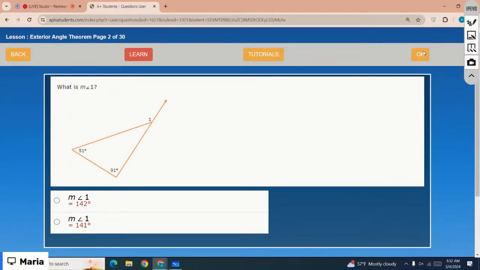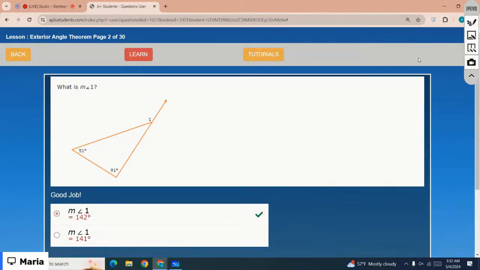What is the measurement of angle 1? Which is the correct option? Angle 1 is an exterior angle, right? And the two connecting lines have the angles 91 and 51. So the exterior angle is the sum of the two connecting angles. So the correct option is that the measurement of angle 1 equals 142 degrees.